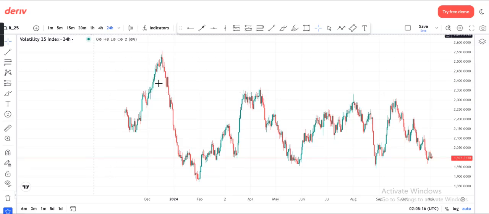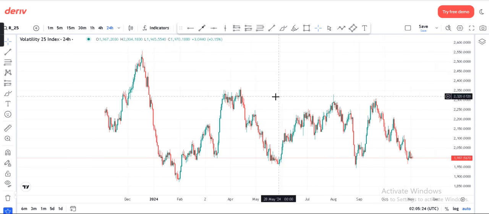So if you look at it now, we are on the 24 hours time frame on volatility 25. You can see it clearly.